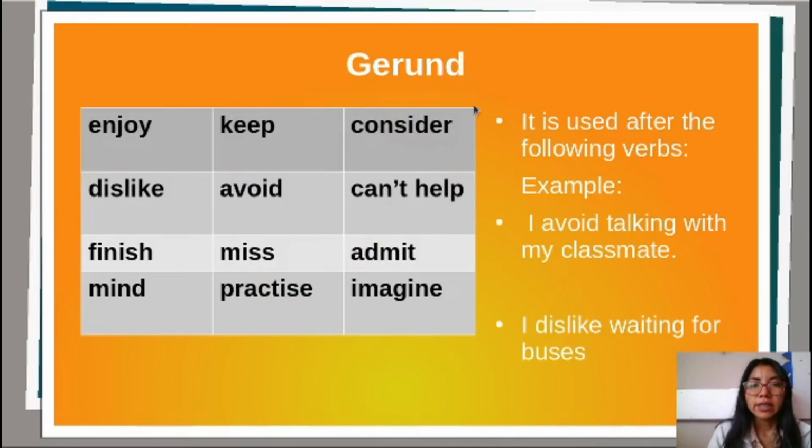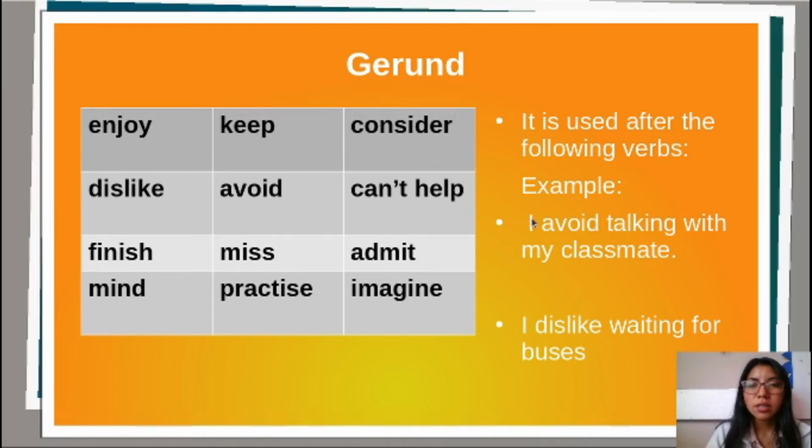In this case, when do you have to use a gerund? It is used after the following verbs. It means you have to study these verbs: enjoy, dislike, finish, mind, keep, avoid, miss, practice, consider, can't help, admit, and imagine. It means, here you have an example, okay? I avoid talking with my classmate. It means you have to identify these verbs.